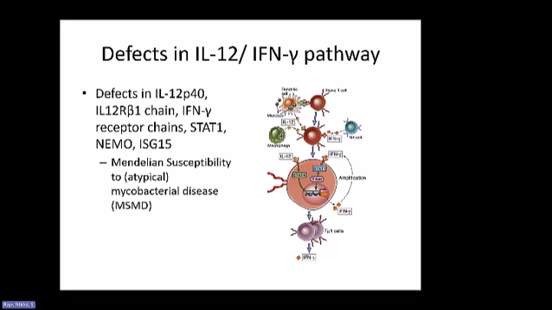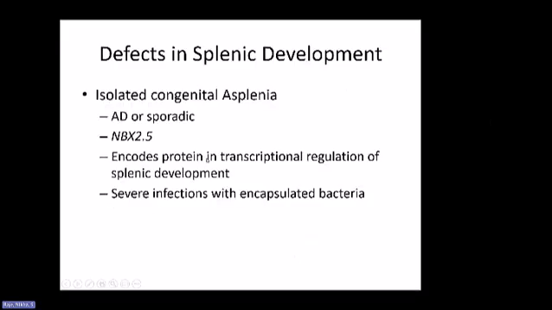Defect in the IL-12 and interferon gamma pathway, that's your MSMD. These patients can have defects in either the IL-12 cytokine, IL-12 receptor, interferon gamma receptor chains, STAT1, NEMO, ISG15. These are some of the common ones that you will hear about, but we looked at the table. It has many more defects. Defect in any of these, remember this is the pathway for intracellular microbial or Th1 pathway. So Th1 pathway defects will lead to mycobacterial disease and salmonella infections, and some of the other ones can present with viral and other infections as well.